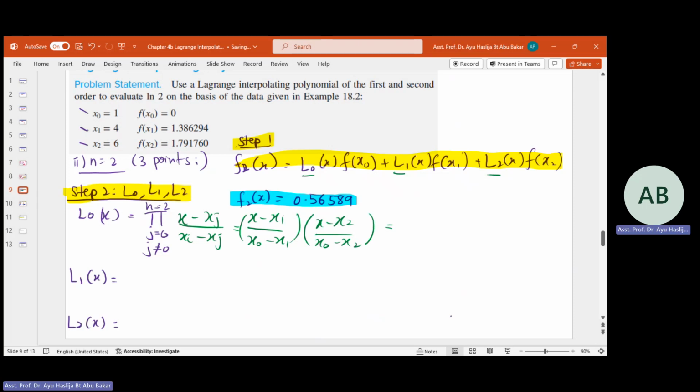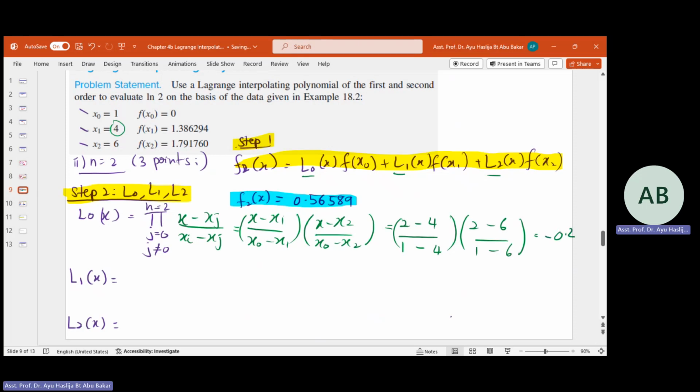Then sub in your values. X equals 2, x1 is 4, x0 is 1, x2 is 6. So you should get negative 0.2, right?